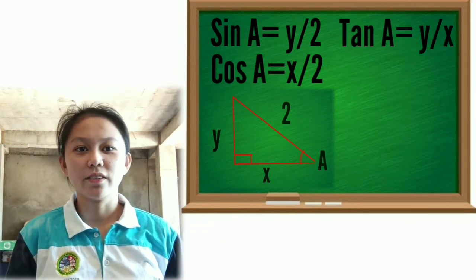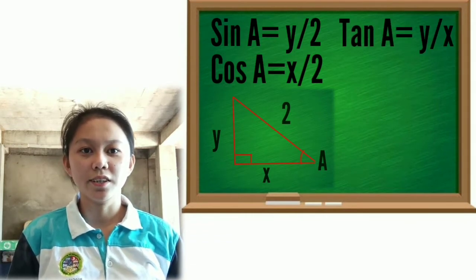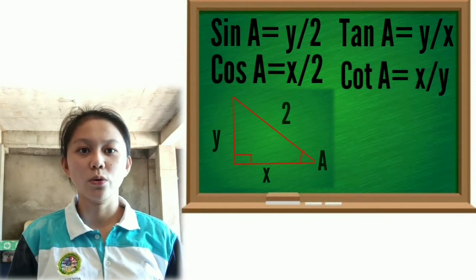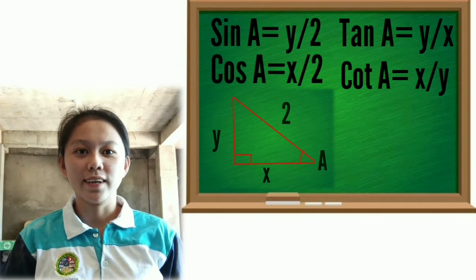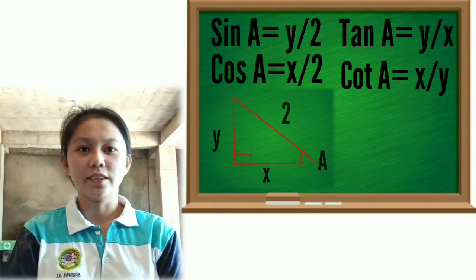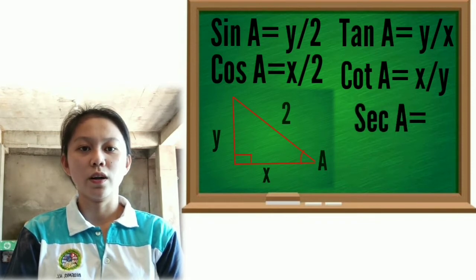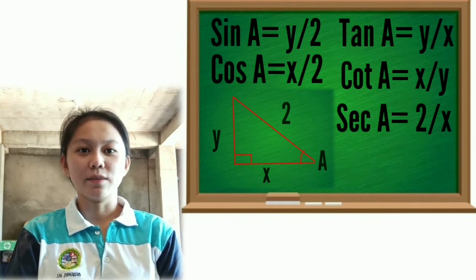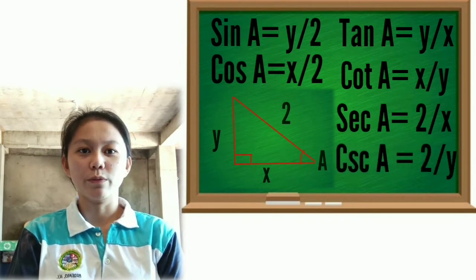The next one is cotangent A. Since cotangent is the reciprocal of tangent and has the formula adjacent over opposite, that's why our cotangent A is equal to x over y. Next one is the secant A. Since secant is the reciprocal of cosine, therefore, our secant A is equal to 2 over x. And the last one is cosecant A. Cosecant is the reciprocal of sine. That's why our cosecant A is equal to 2 over y.